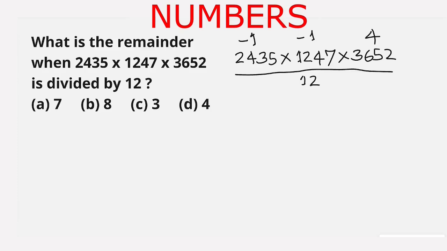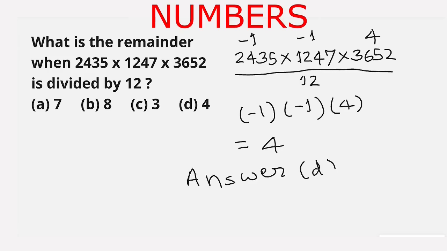So our remainders are minus 1 into minus 1 into 4. And minus 1 times minus 1 is 1. And 1 times 4 is 4. So our remainder is 4. This way we can use the concept of negative remainder and we can easily reach the solution fast. And from the given options, our answer is option D, 4.